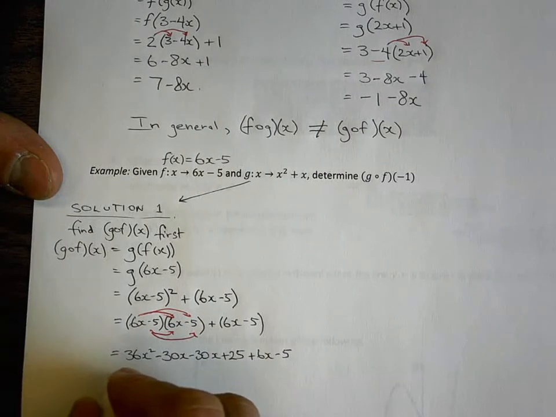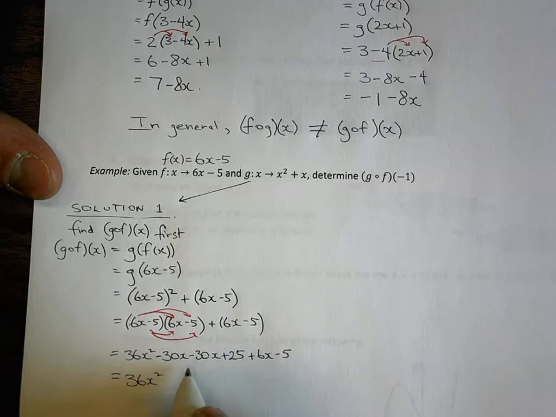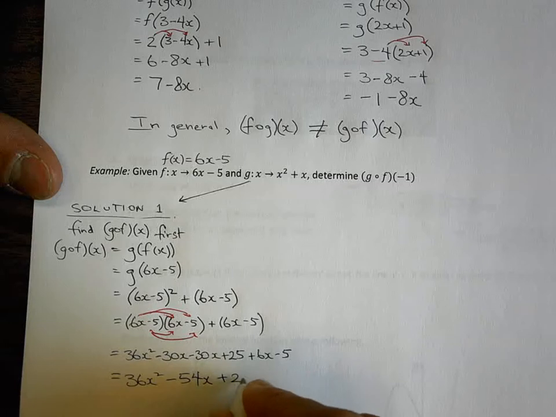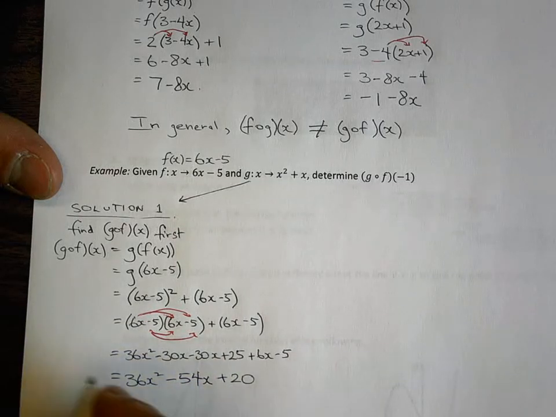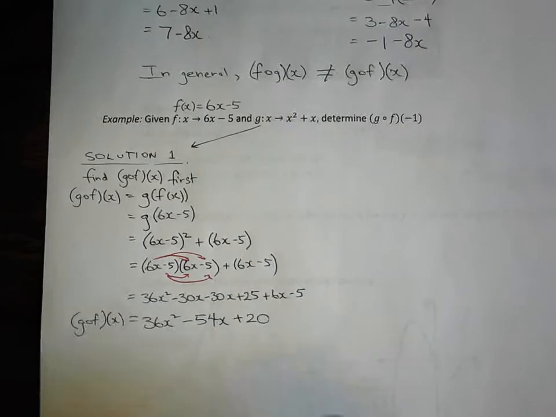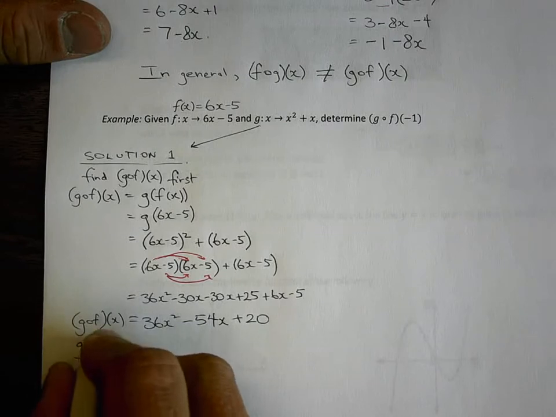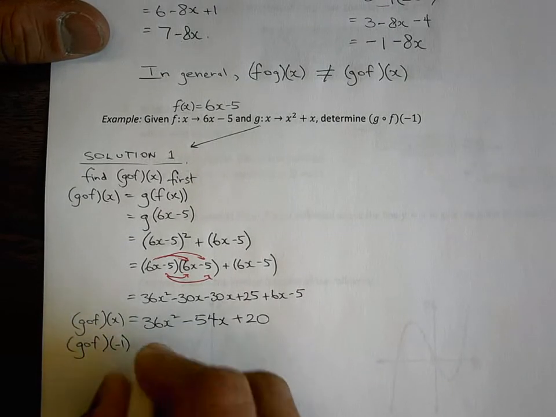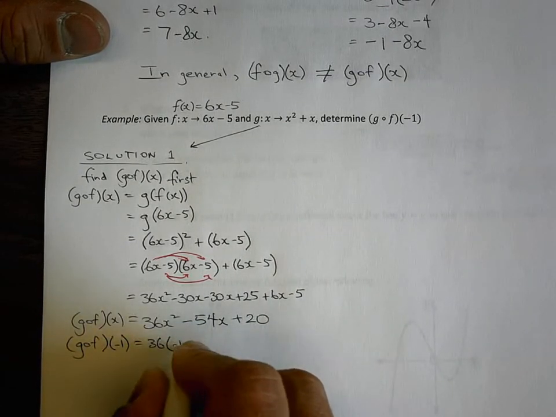Now I'm going to collect my like terms, so I end up with 36x squared minus 54x plus 20. Okay, so that is my expression for g of f at x. Now the question was asking for g at f of -1. So I'm going to sub that into my expression I just determined.